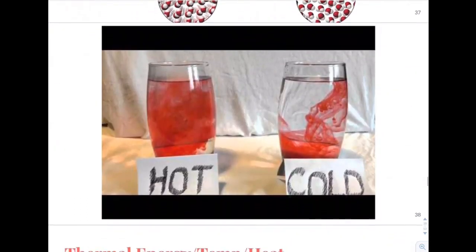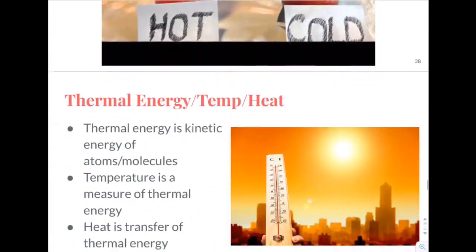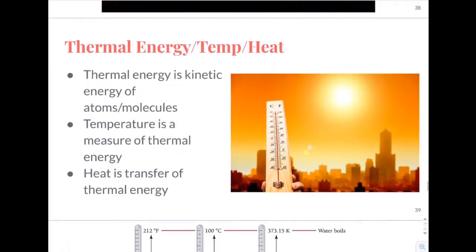In the slides, you can play this video to show the difference of the movement of particles in hot and cold, which leads us into temperature. Alright, definitions. We use the word heat as a noun, but it's not a noun. It's a verb. It's a transfer of thermal energy. So heat is a transfer of thermal energy.